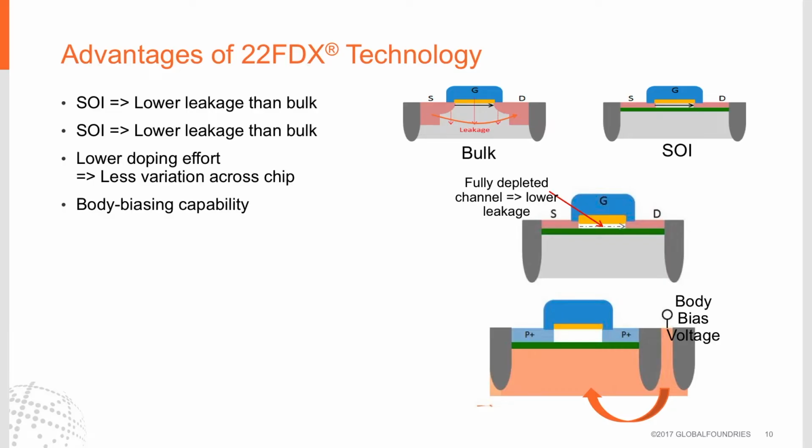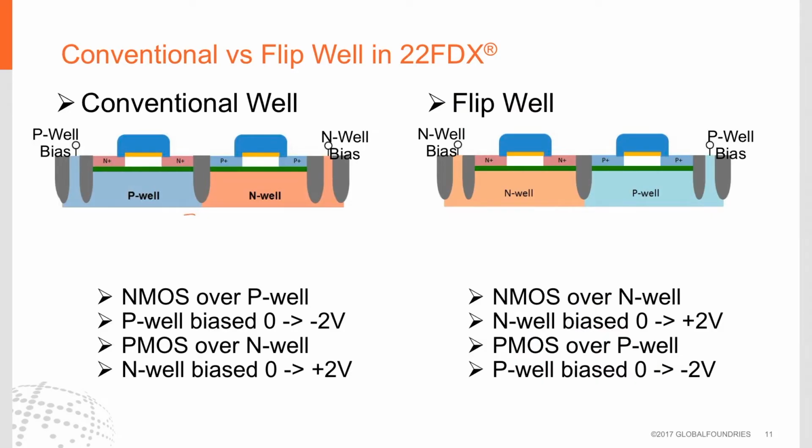Here we see a basic cross-section of the device as compared to bulk. It will offer lower leakage than bulk, has lower doping effects, so less variation across the chip, and it offers body biasing capability through the backgate. On the right-hand side, you'll see a thin green layer. This is the buried oxide layer, or the BOX, that isolates the transistor on top from the well or the backgate below.